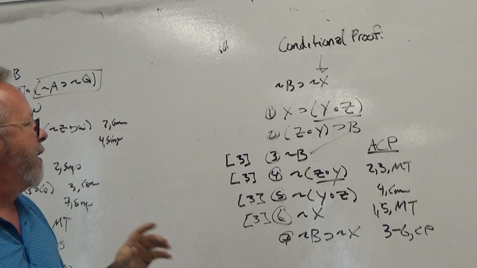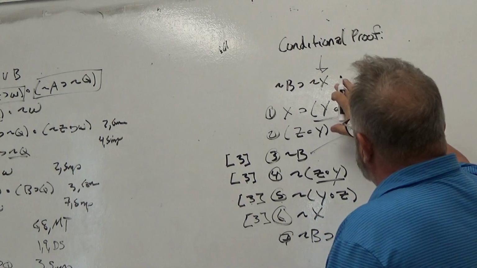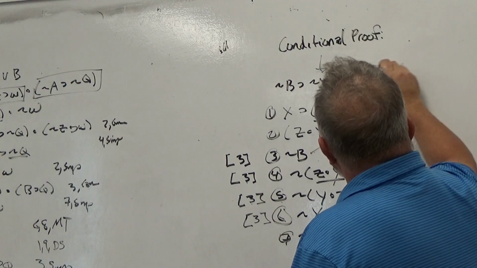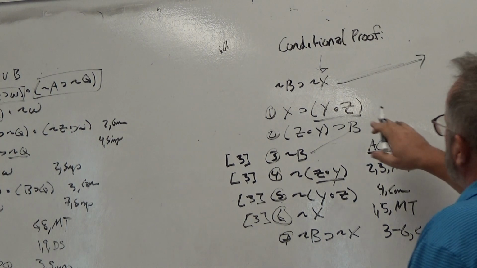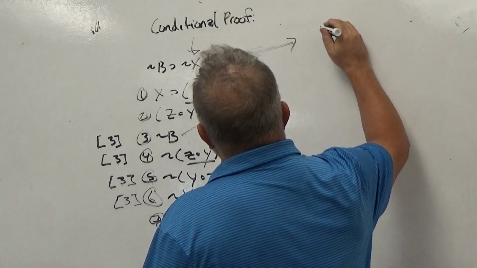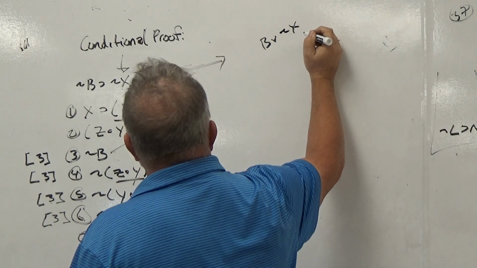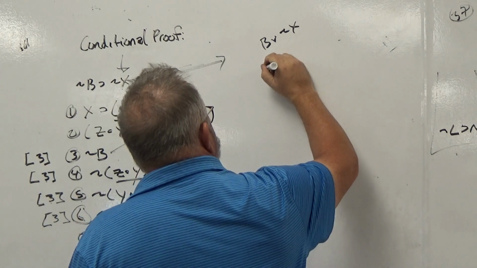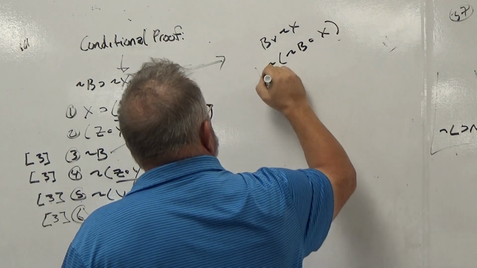Okay, now you might think that conditional proofs only lend themselves to proving conditionals, but that's not true because they lend themselves to proving any statement that can be converted to a conditional, right? So look, this I know is the same as what? B or not X, right? By implication, right? And this, by De Morgan's going backwards, is equal to not B and X, right?